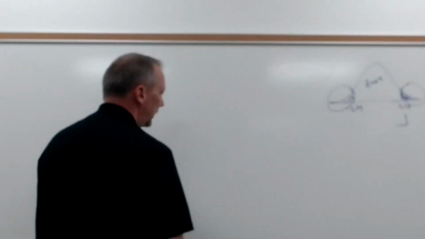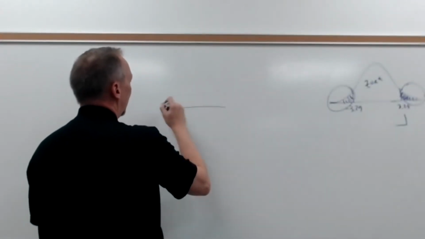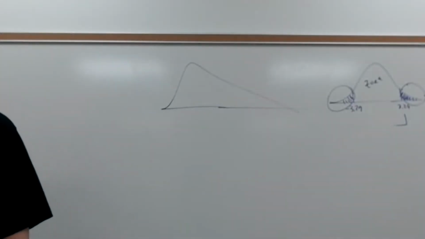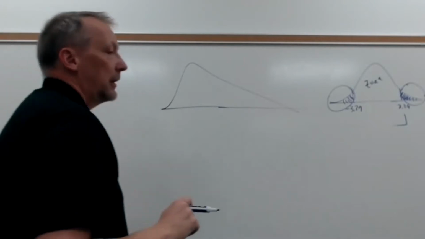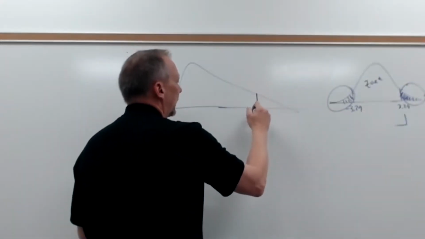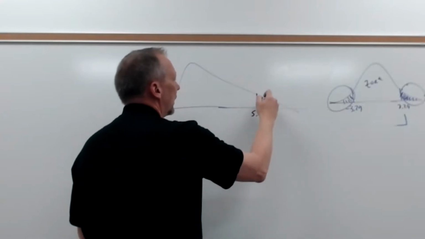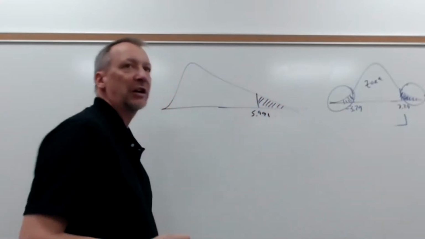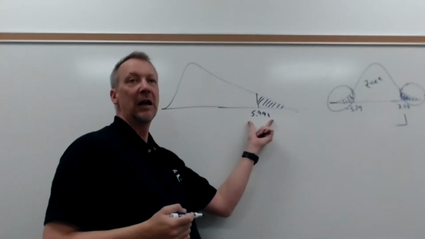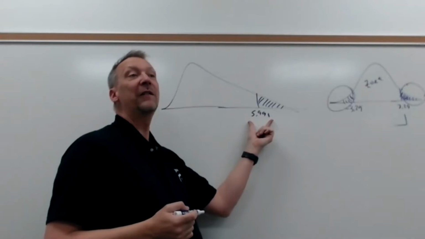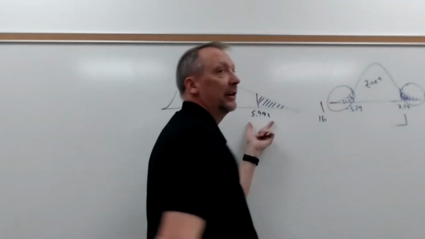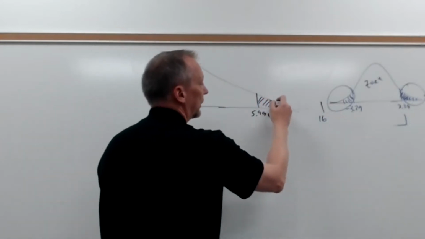Okay, so the idea here is I've got a chi-square distribution. It's going to be strongly skewed to the right. I found that value, 5.991. What I'm saying here is that this area beyond 5.991 is my rejection region. If I get a value higher than 5.991, I'm going to reject. What value did I get? I got 16. I'm way out here in the tail.